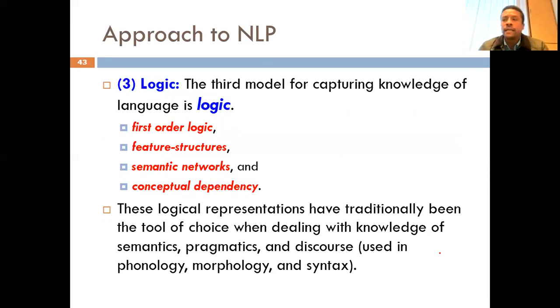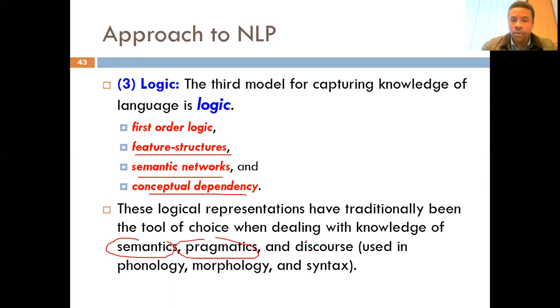The third approach that we have in NLP is logic. Logic is concerned about capturing a relationship between elements. Some elements should be related with one another. Some elements should not be related, even though they belong to the same group or the same class. Maybe they might not be used in conjunction with other elements in the other group. So logic is concerned about how semantic relationships can be created, how dependencies can be represented, how feature structures should be represented. So these logical representations have traditionally been used for the purpose of semantics, pragmatics, and discourse.